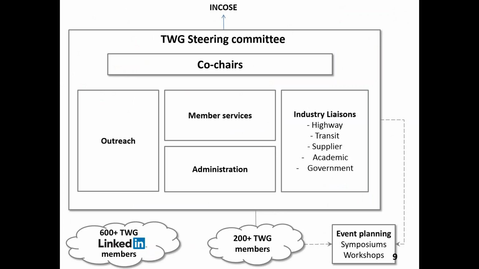Just to finish out then, the working group has a steering committee, and we have committees broken into a number of functional areas. So we have, that's myself, Dale and Nita, and we have outreach, member services, administration, and then industry. The industry liaisons represent the voice of those industries back into the TWG: transit, supplier, academic, and government.